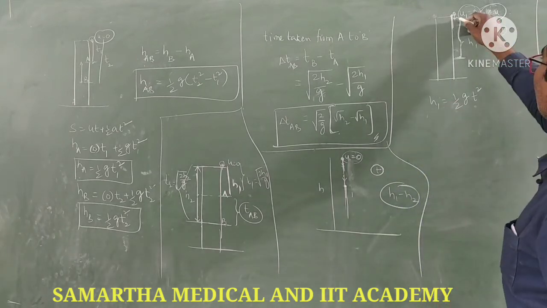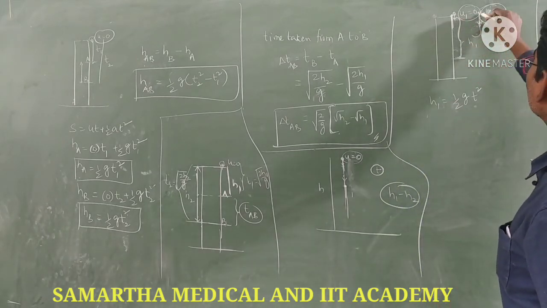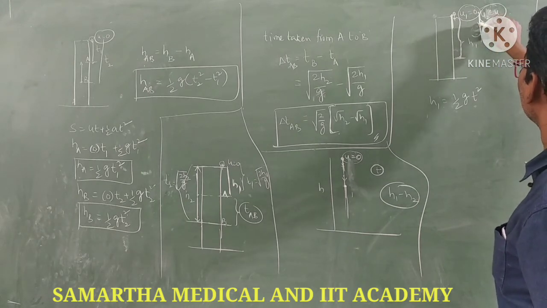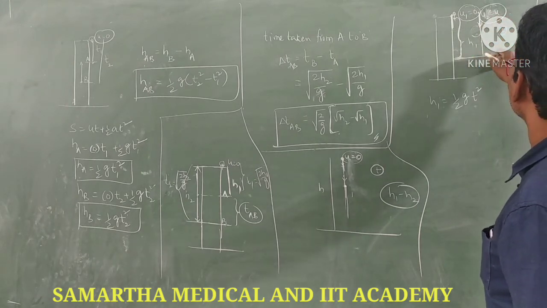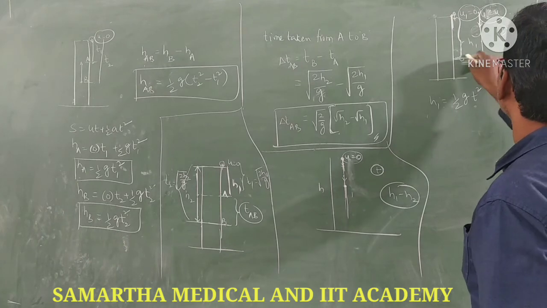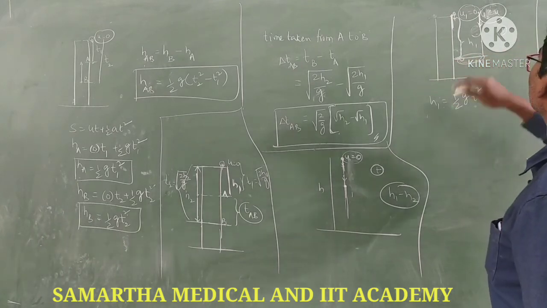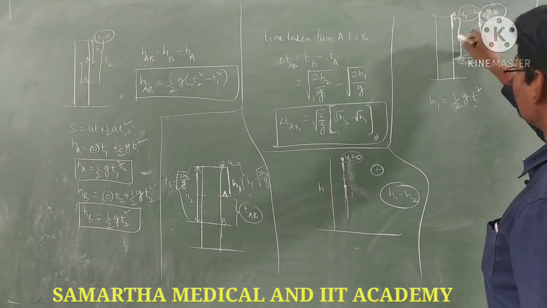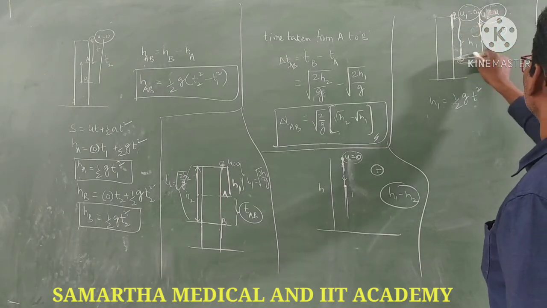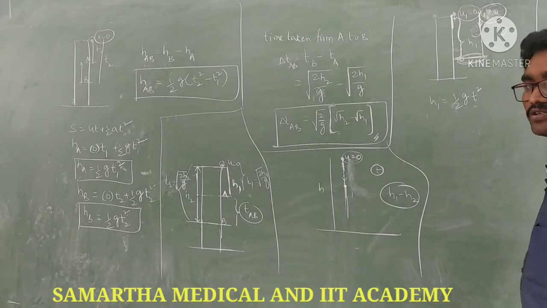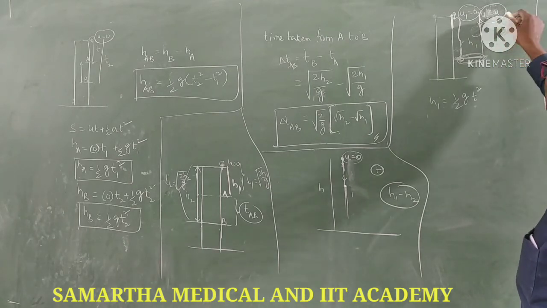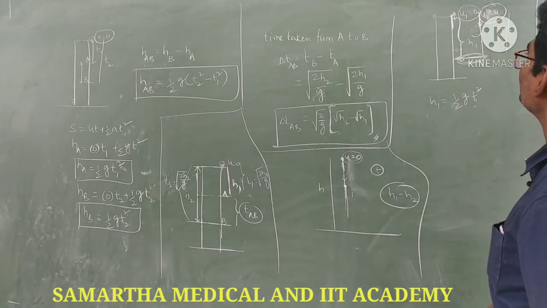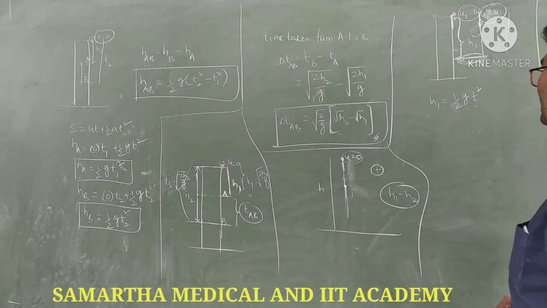Suppose while the first body is going in its path, the second body is thrown downward. Then if these two are going to meet at one point, that means side by side. So if both of them meet at the same height, what is the distance covered? What is the condition for it? You need to calculate. Okay.